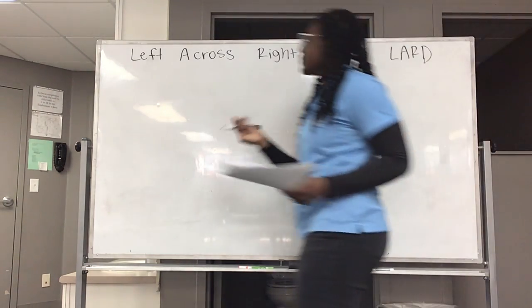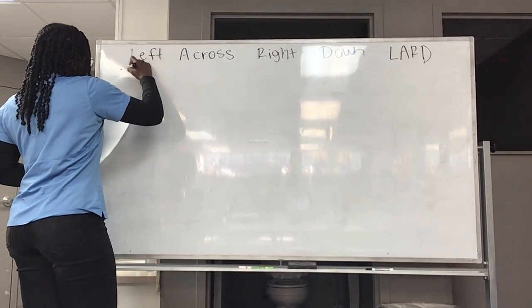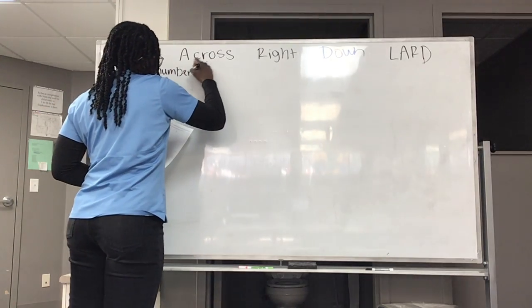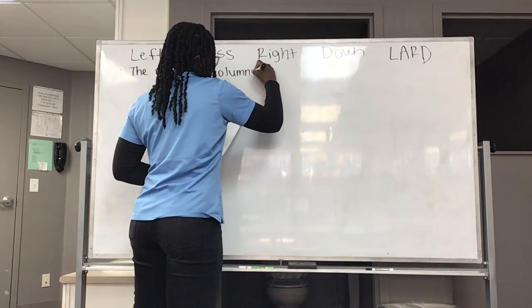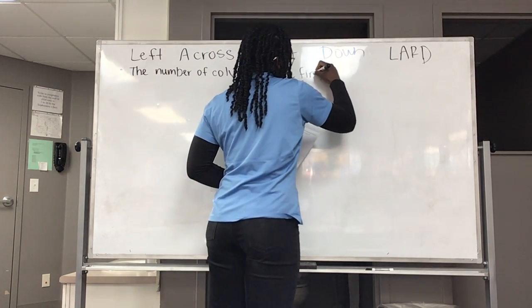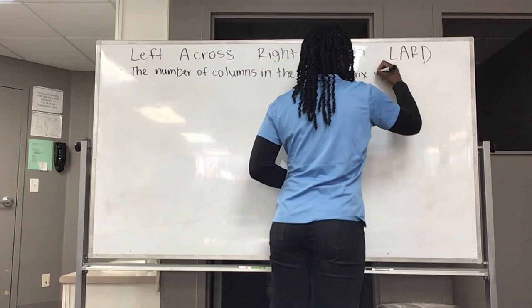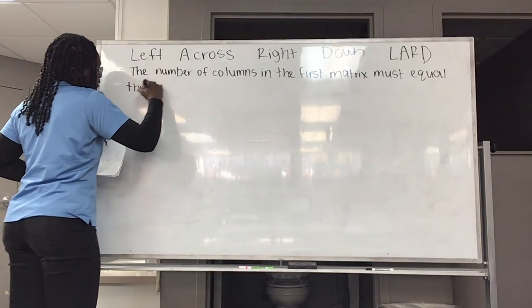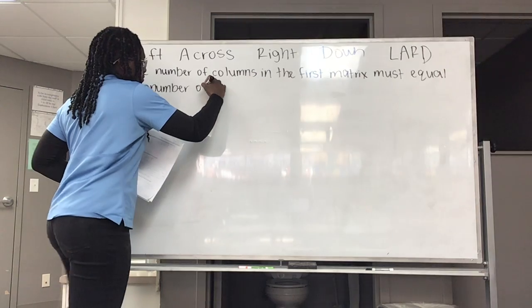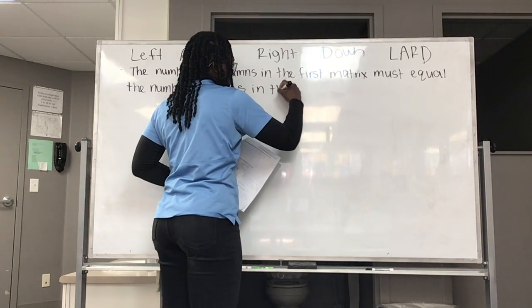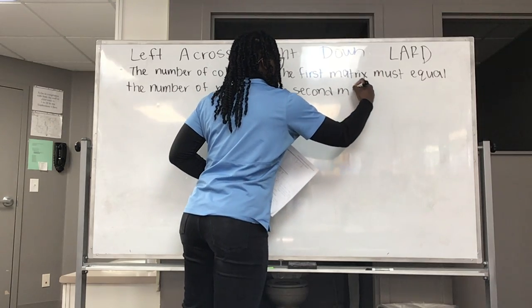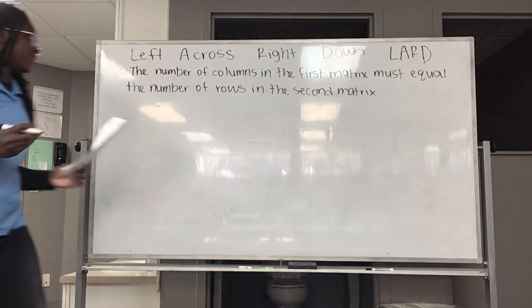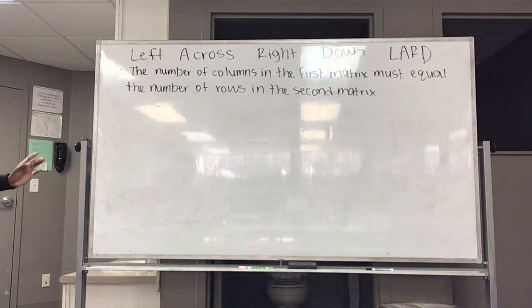And then before we start, one rule. The rule when we're multiplying matrices is that the number of columns in the first matrix has to be equal to the number of rows in the second one. And if that isn't true, then your multiplication will not work.